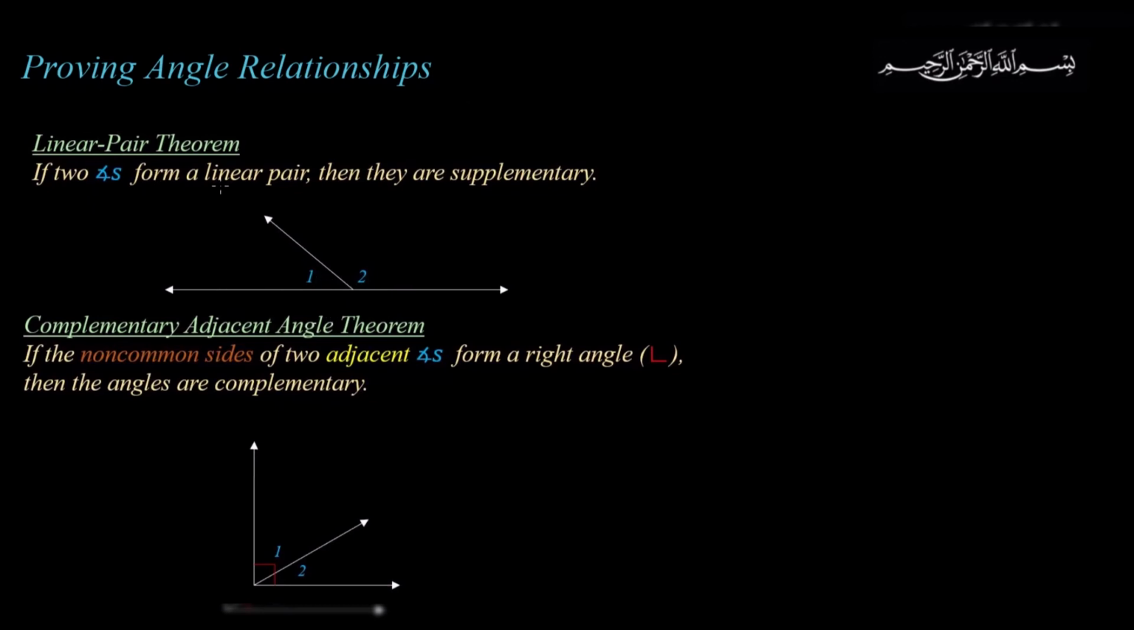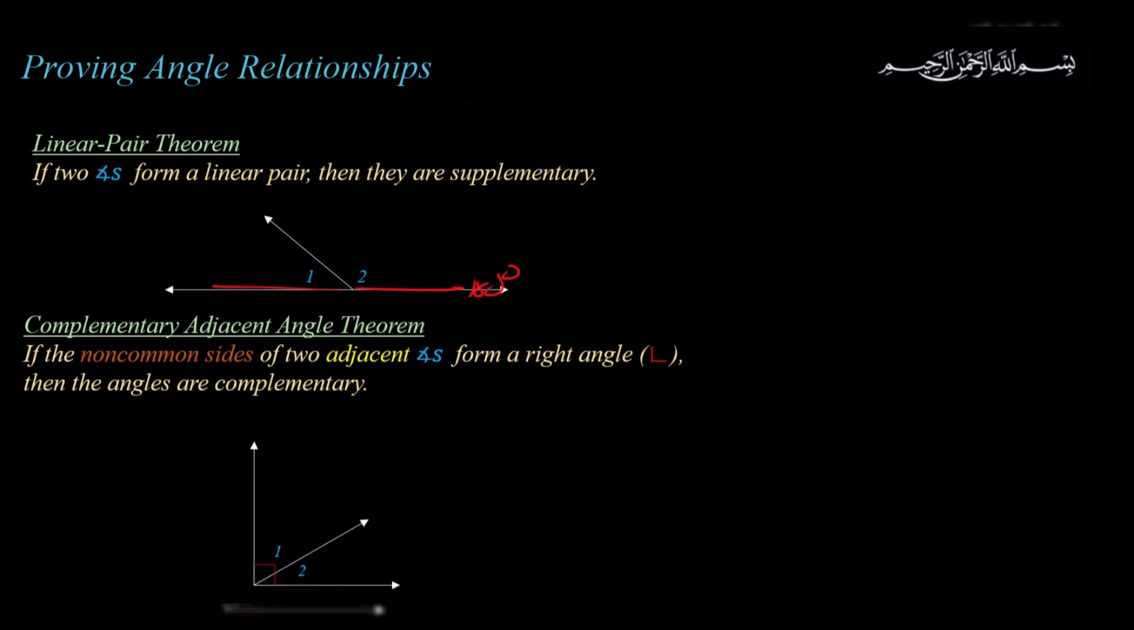So if two angles of a linear pair, well, in a linear pair you have non-common sides over here, right? And there's a common side. In the same way, if two non-common sides of two adjacent angles form a right angle, then the angles are complementary. See here, the two non-shared sides, the non-common sides, form 180 degrees, a linear pair. Here, the two non-common sides form 90 degrees, so they're complementary.